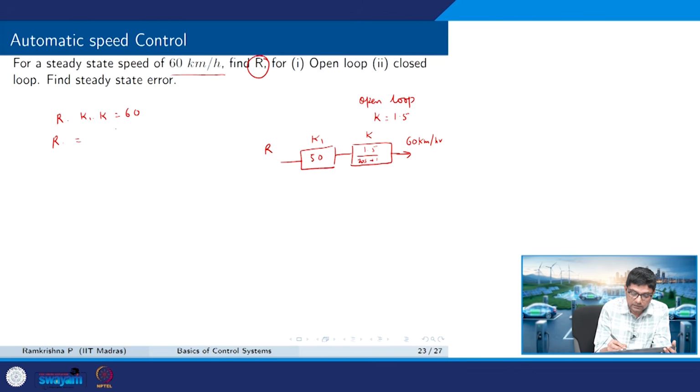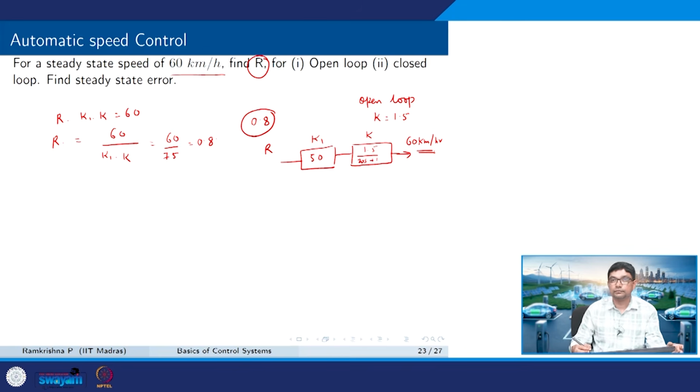R is 60 by K1 times K. So that will be 60 by 75, that is 50. So this will be 0.8, right. So in the open loop case, if the reference is 0.8, the output is 60. Okay. So kind of nothing seems to match here, right. So for a 0.8 reference, I am actually having an output of 60 kilometers per hour.